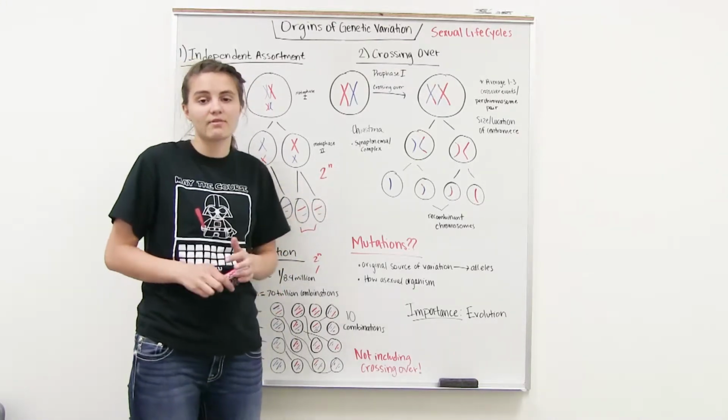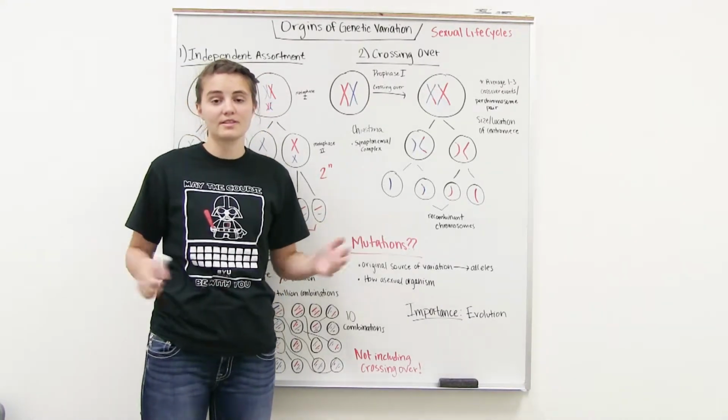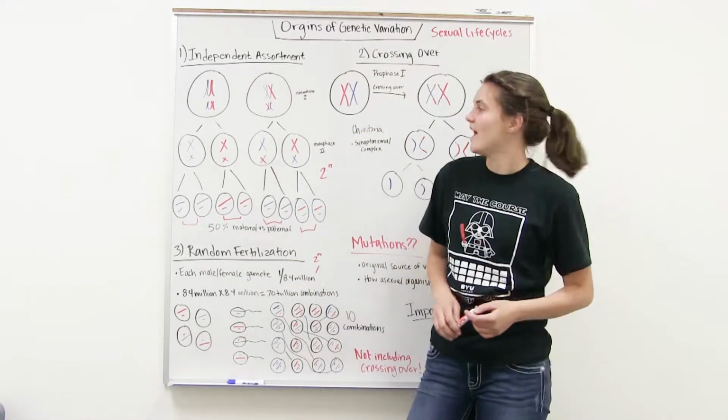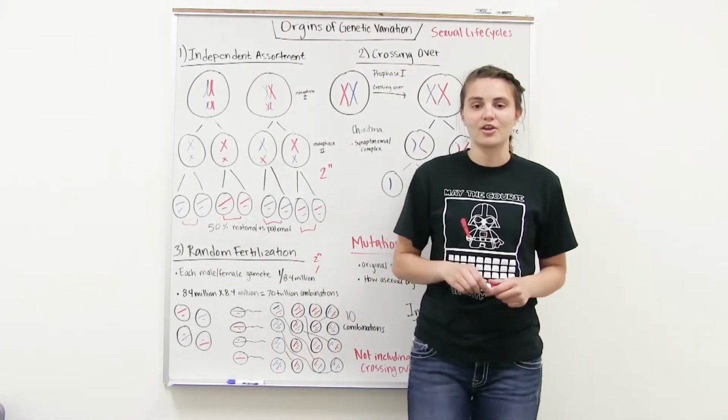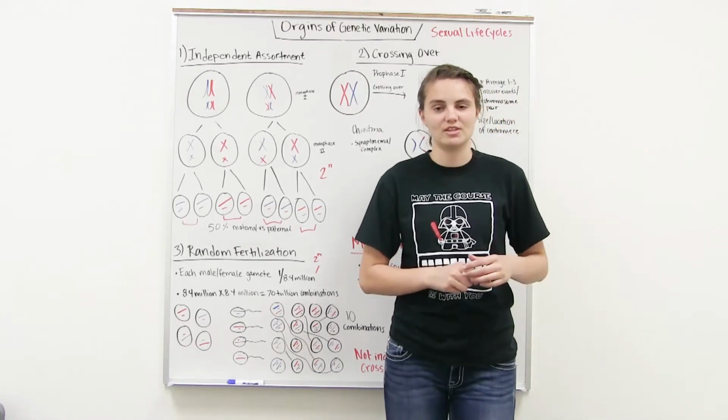And also it's kind of interesting. If we didn't have genetic variation, then we would all look the same, and that would be no fun. So we like our uniqueness, and we can credit independent assortment, crossing over, random fertilization, and mutations to this.